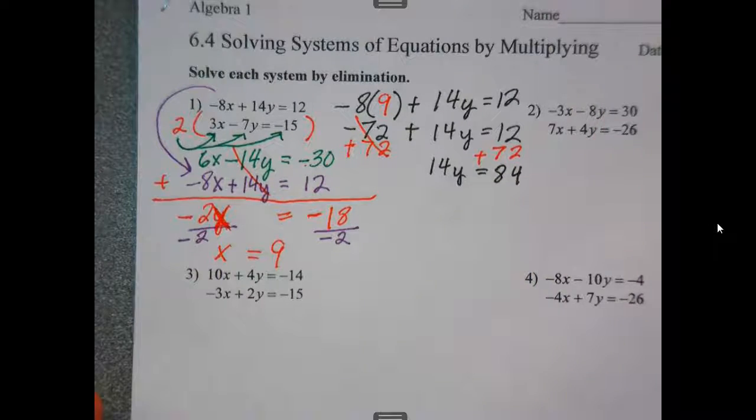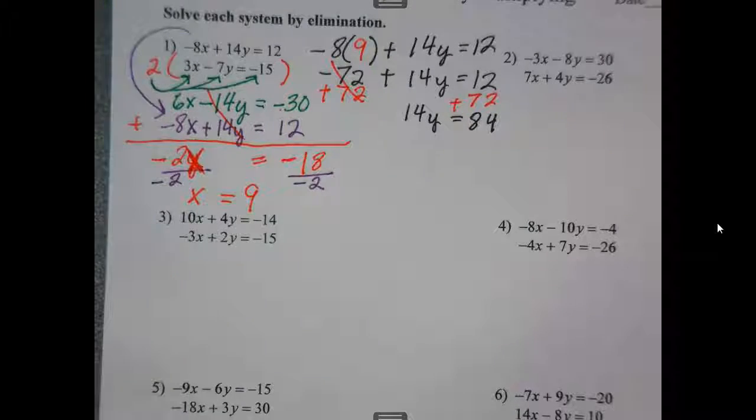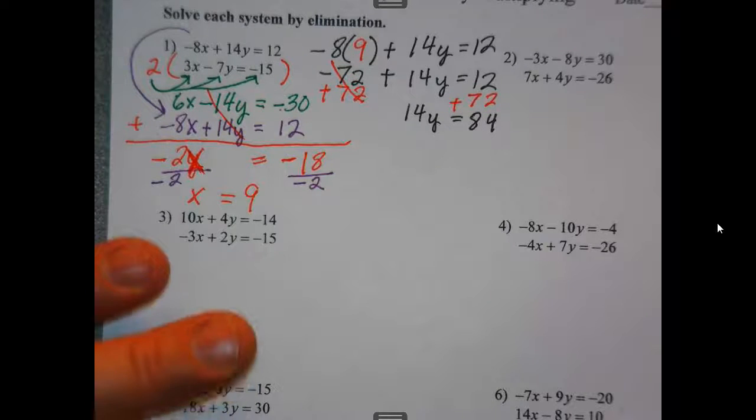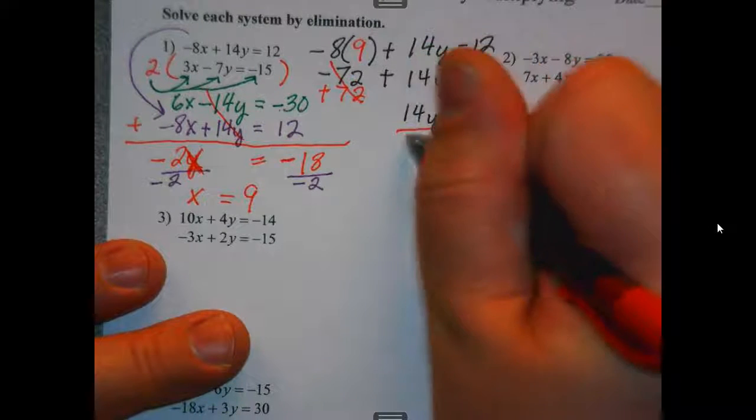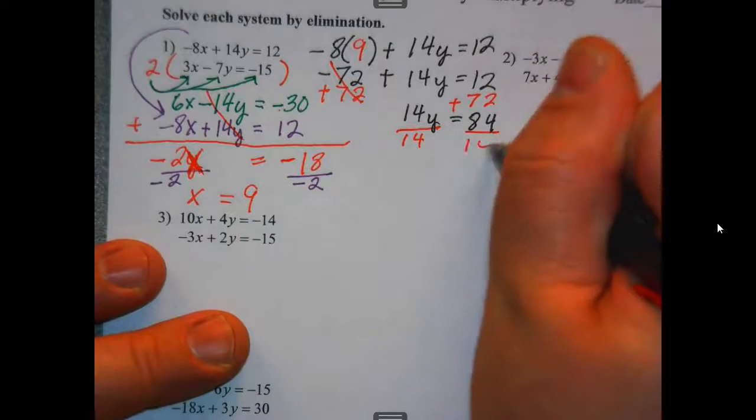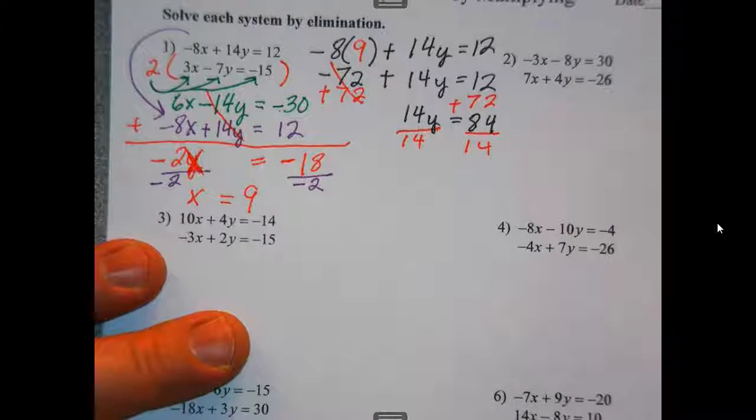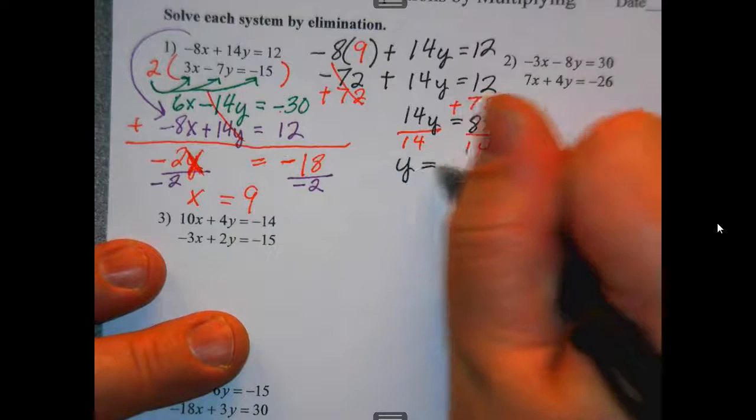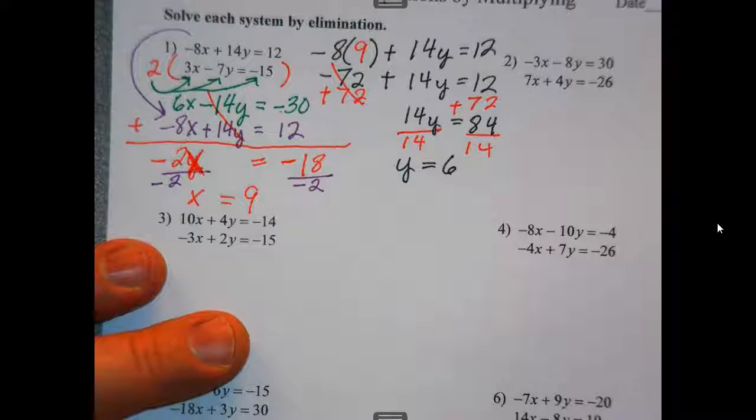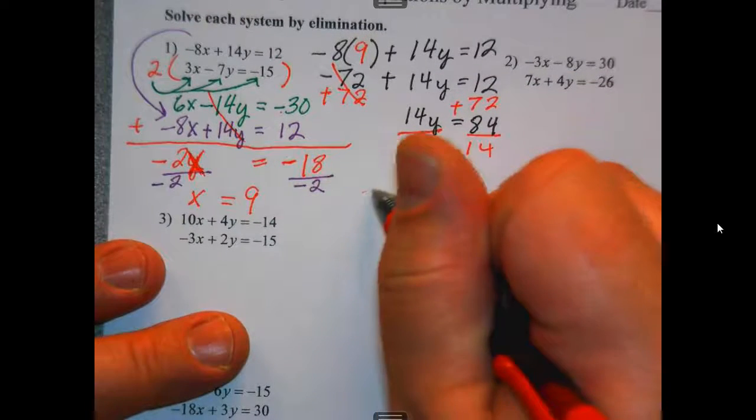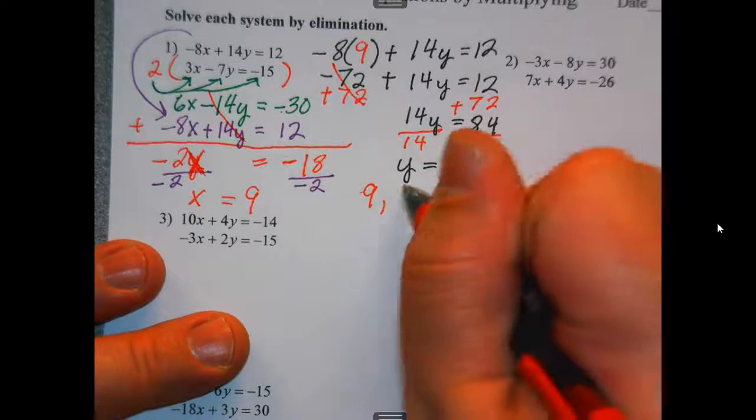And I bet you 14 is a factor of 84. Let's see, 4 times, right? No, 6 times. Divide by 14, and y equals 6. Please put your answer in as an ordered pair. My x is 9, my y is 6.